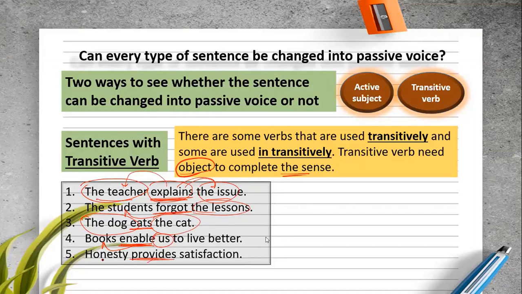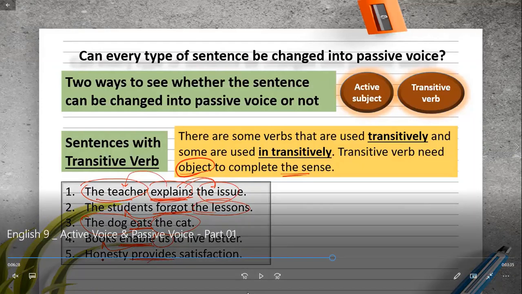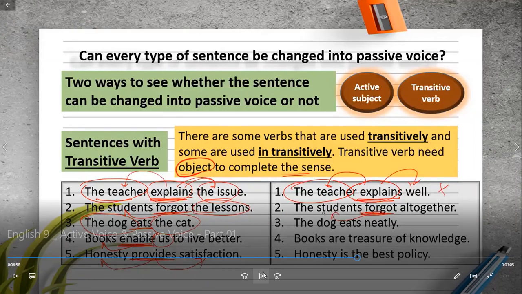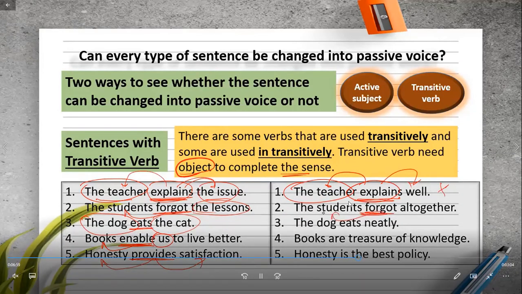So the next one is honesty provides satisfaction. What is being provided by honesty? Satisfaction is being provided by honesty. So honesty is the subject, satisfaction is the object, and provides is the verb.